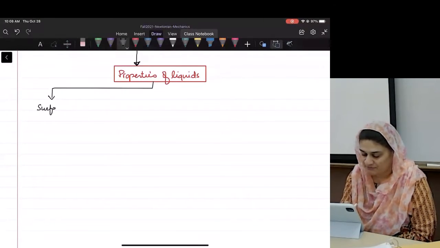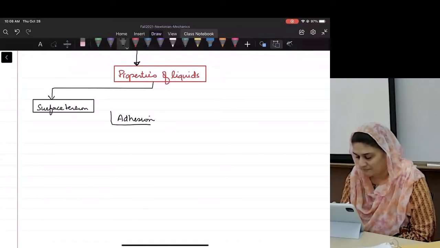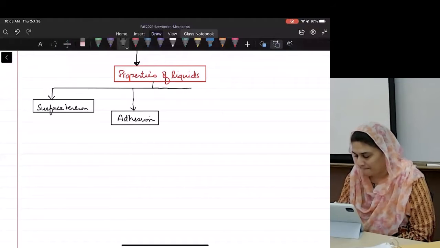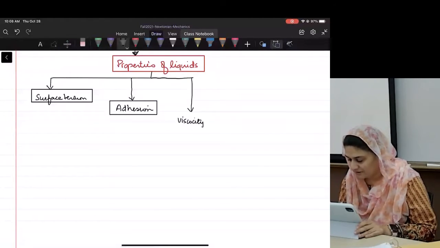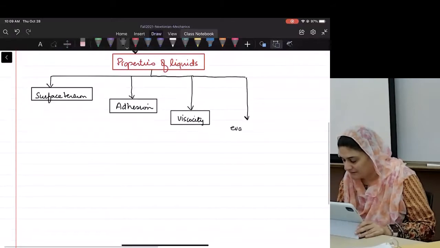surface tension, adhesion, viscosity, evaporation.